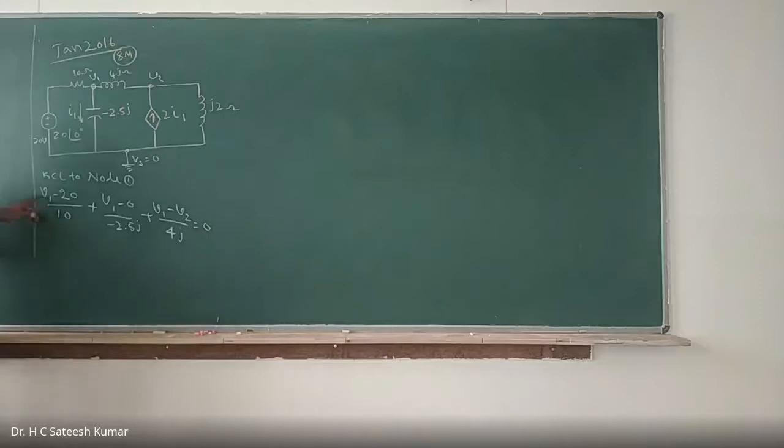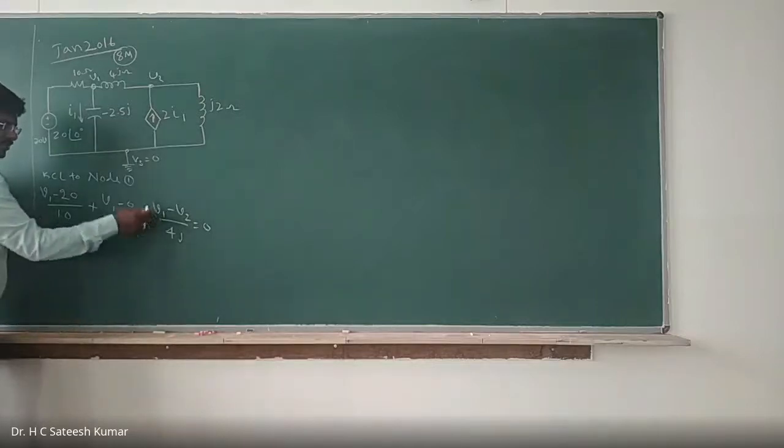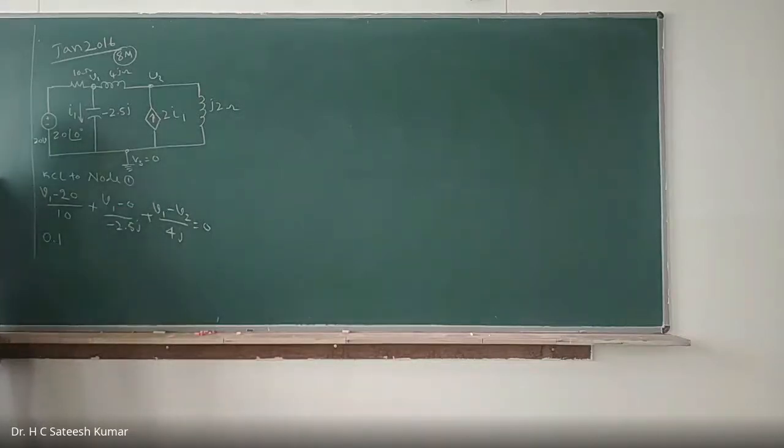1 by 10 is nothing but 0.1, so 0.1 V1. And here complex values. 1 by 4 is 0.25, and when j goes to the numerator it is minus 0.25j. For 1 by minus 2.5j, 1 by 2.5 is 0.4, so plus 0.4j.